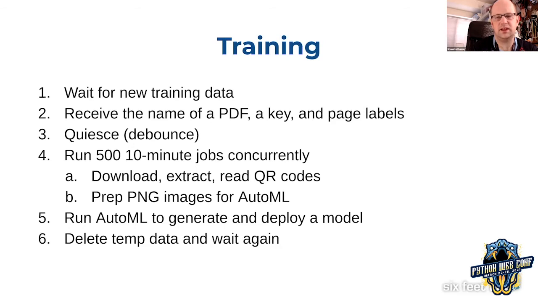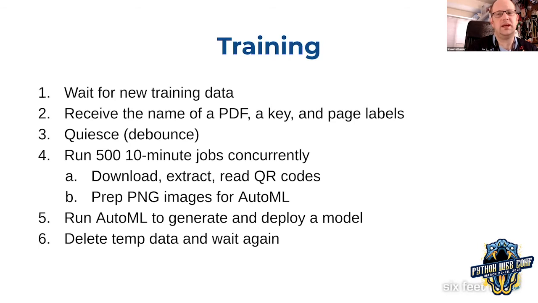And in each job, we download the PDF, we extract the pages, and we read the QR codes. We try to read the QR codes from each of the pages. And we also prepare PNG images for AutoML. Once we have run all of those fetch jobs, we create the AutoML model, and that takes hours. So we don't require any human to sit and wait for it because it could take a day.